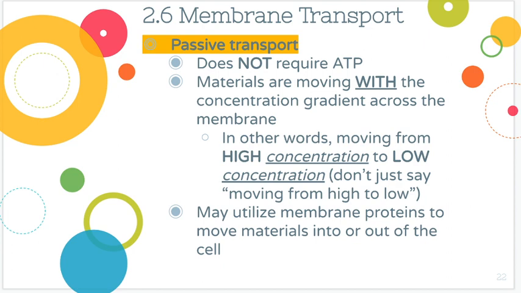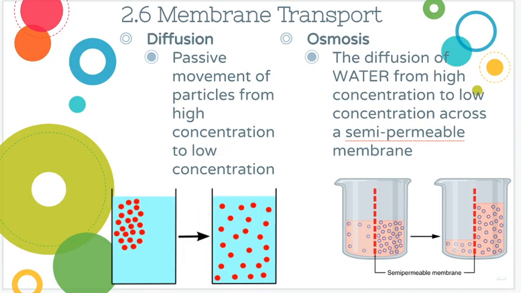Passive transport may use membrane proteins to move materials into or out of the cell. It really depends on what's being moved in or out. And so, when passive transport occurs, membrane proteins may be involved, but they're not always involved. And so remember, you've got two major groups of passive transport. You have diffusion, you have osmosis, and then under diffusion, you've also got facilitated diffusion, and we'll talk about that in just a second. But remember that diffusion is the passive movement of particles from high concentration to low concentration. So we could be talking about a gas, we could be talking about a solute, we could be talking about anything.